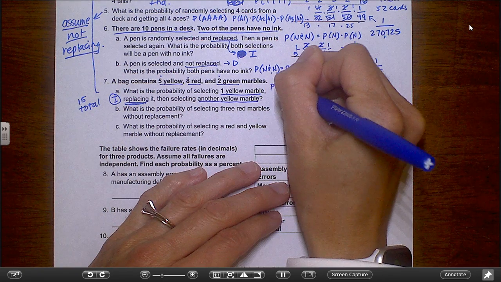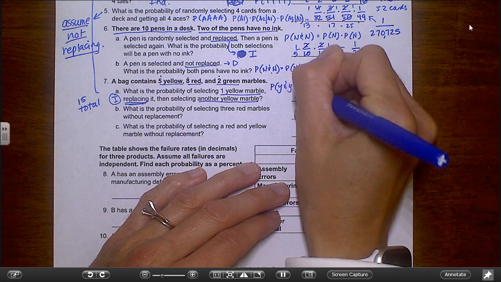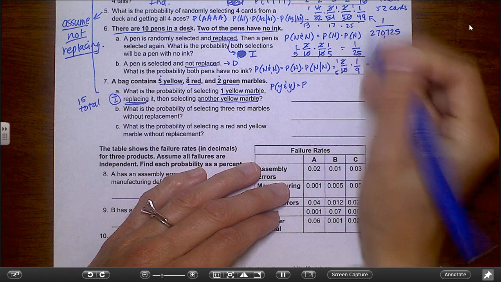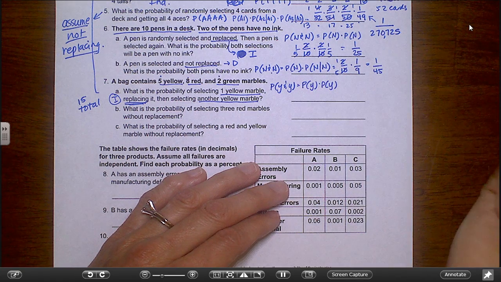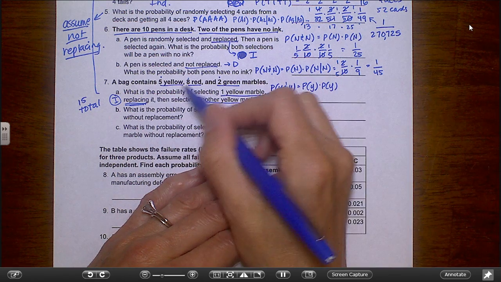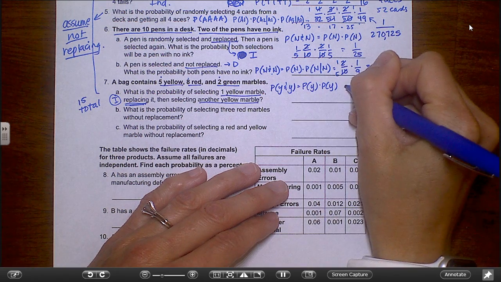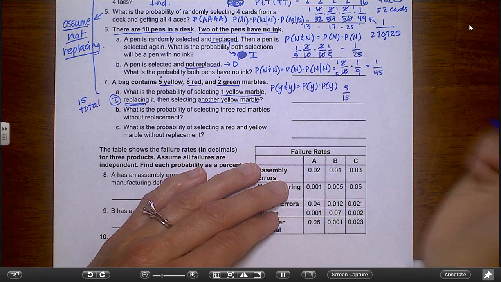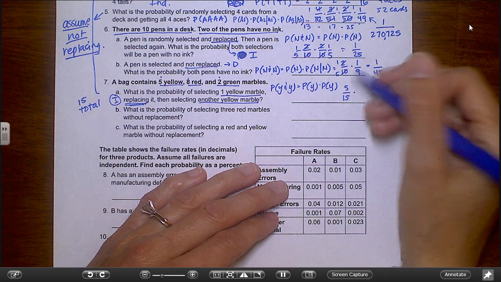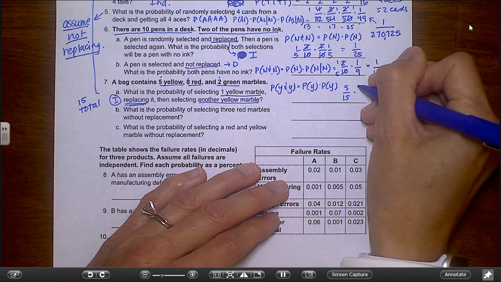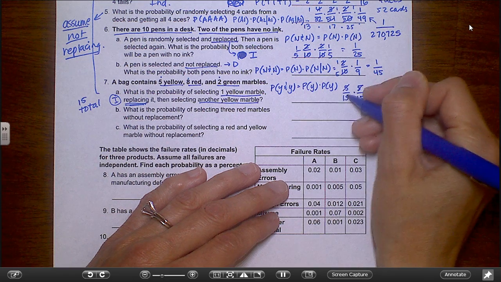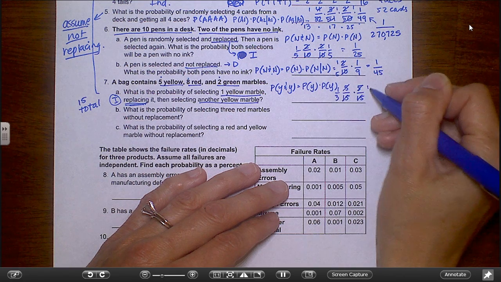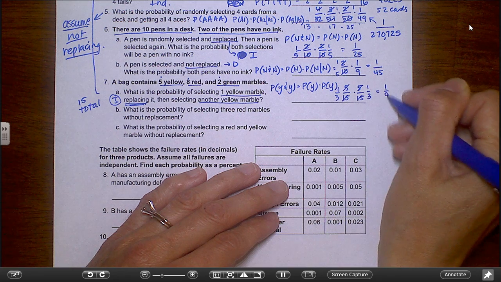What is our probability of selecting 1 yellow marble, replacing it, so that's independent, then selecting another yellow marble? So what's the probability of getting yellow and yellow? With replacement, it's just the probability of yellow times itself, right? So I have 5 yellow over 15 marbles total. And then I'm putting it back, so I still have 5 yellow and I still have 15 marbles. And again, if you want to reduce, these are both 1/3. So you get 1/9.